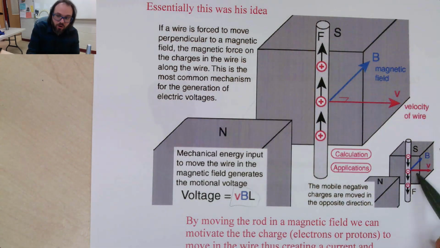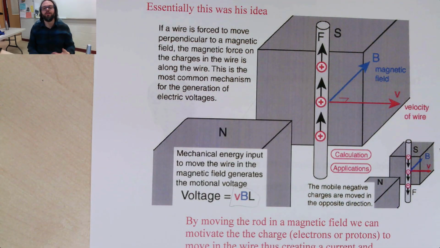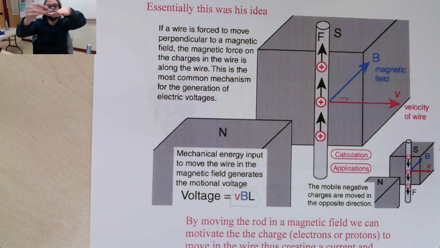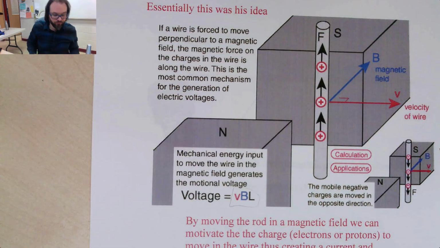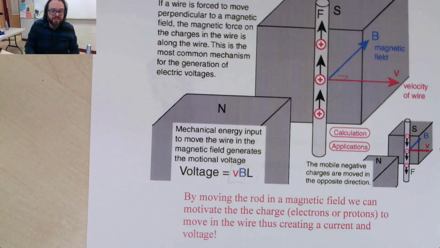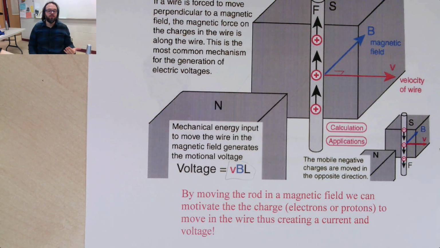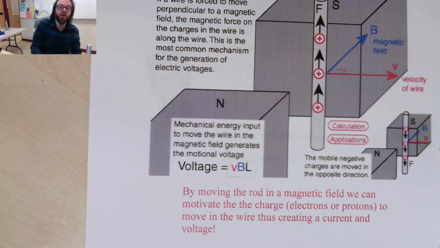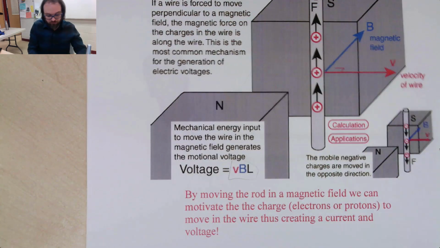Now this one here, we're looking at negative electrons. So in that case, we have to use my left-hand rule. So once again, my magnetic field, velocity, force going down. The force is pushing the electrons down, which makes my current, in this case, come down. All right? So essentially what he's saying is, by moving the rod in a magnetic field, we can motivate the charge, electrons or protons, to move in the wire, thus creating a current or voltage.